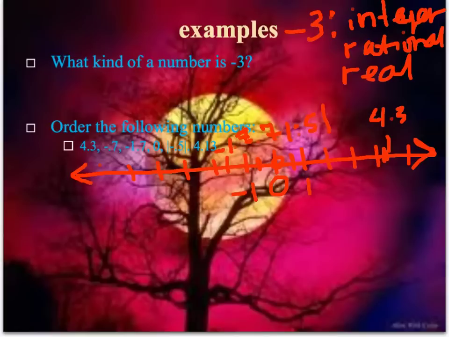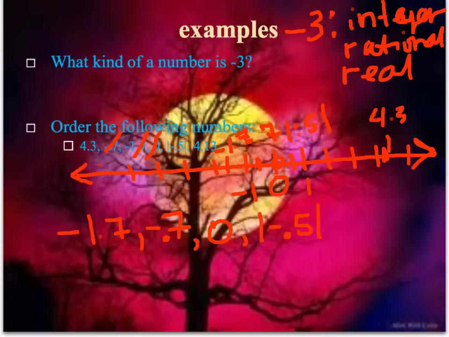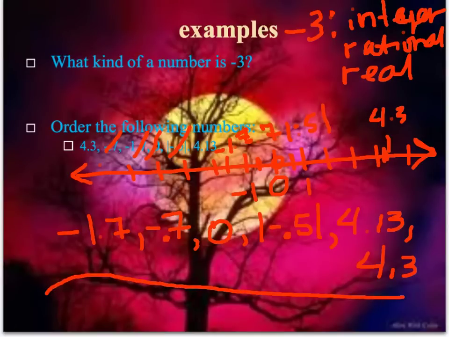Okay, so if I wanted to write these in order, I would do negative 1.7, negative 0.7. Moving along, I've got 0 next. Well, I'm going to cross these out as I go. Then I've got the absolute value of negative 0.5. Then I've got 4.13. And last, 4.3.